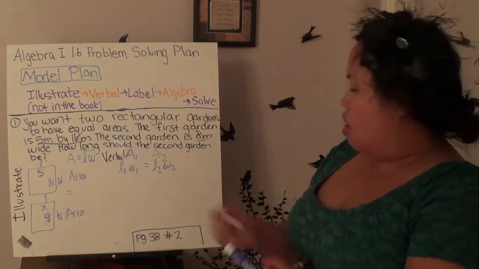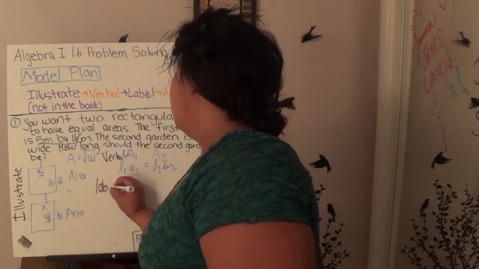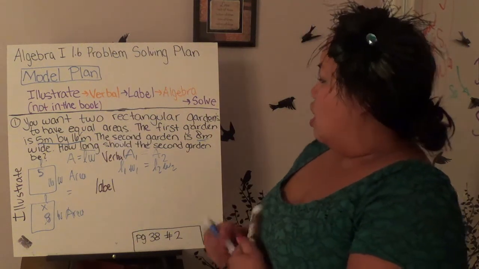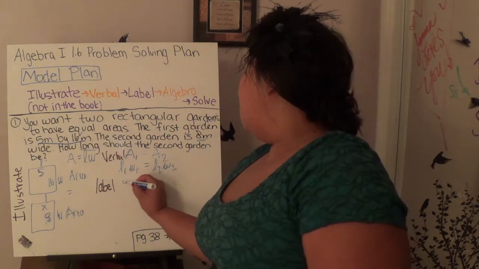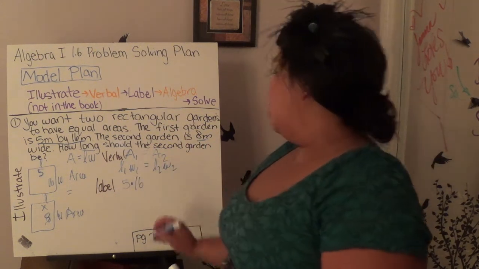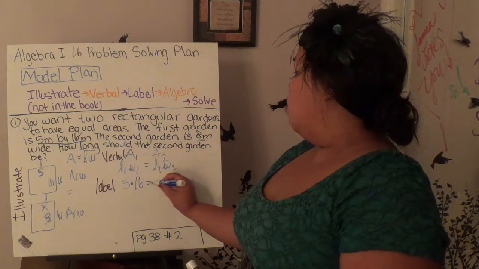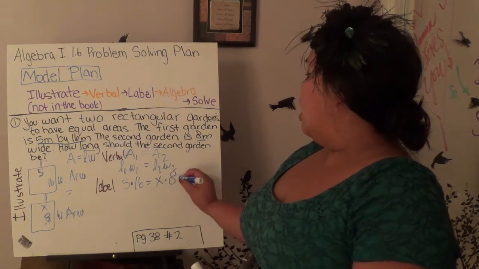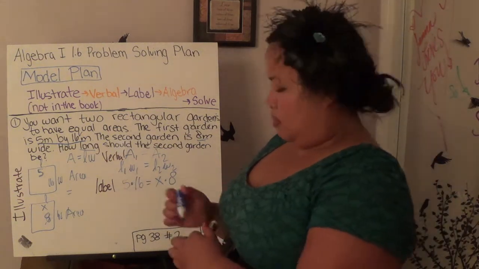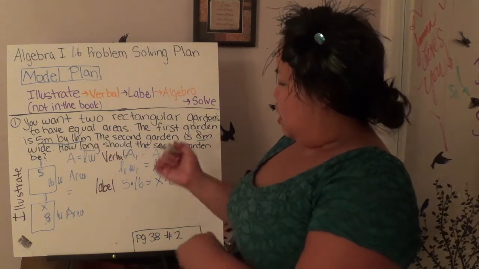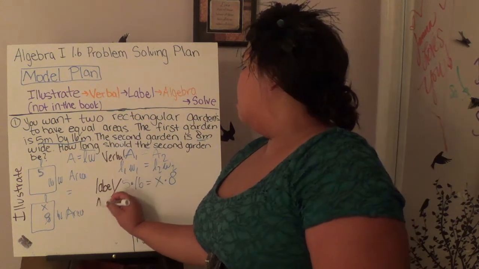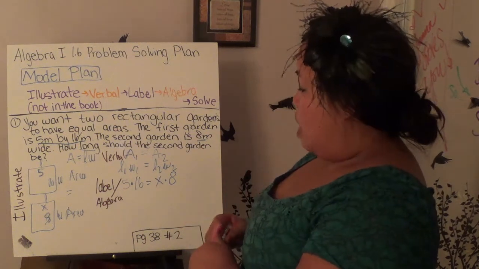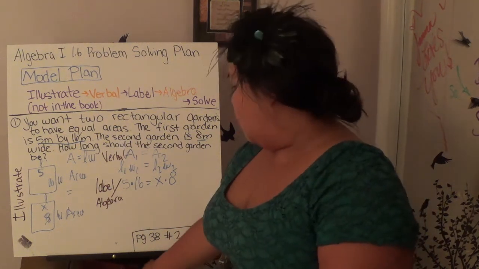From there, I'm going to label. The length and the width of the first one is 5 times 16, equals x times 8. This label and algebra are the same thing right now. And then once I have the problem, I just solve.